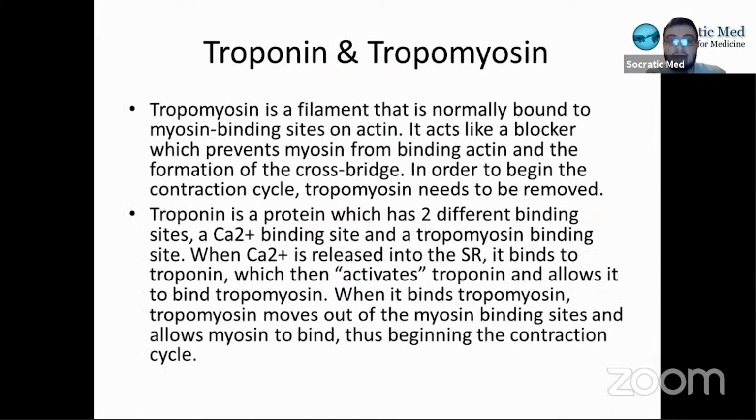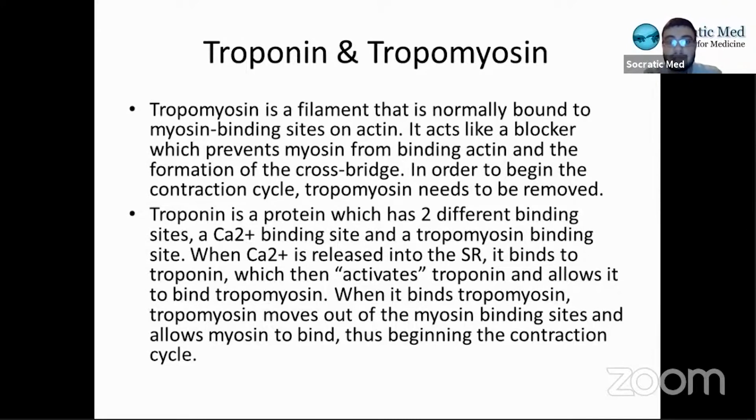It's normally bound to the myosin binding sites on actin, so the sites on actin where myosin should attach, right? And it acts as a blocker because it covers those sites. It prevents the myosin from binding actin and the formation of the cross bridge. If myosin can't bind and form the cross bridge, there can be no contraction, right? In order to begin the contraction, you need to remove tropomyosin from those sites.